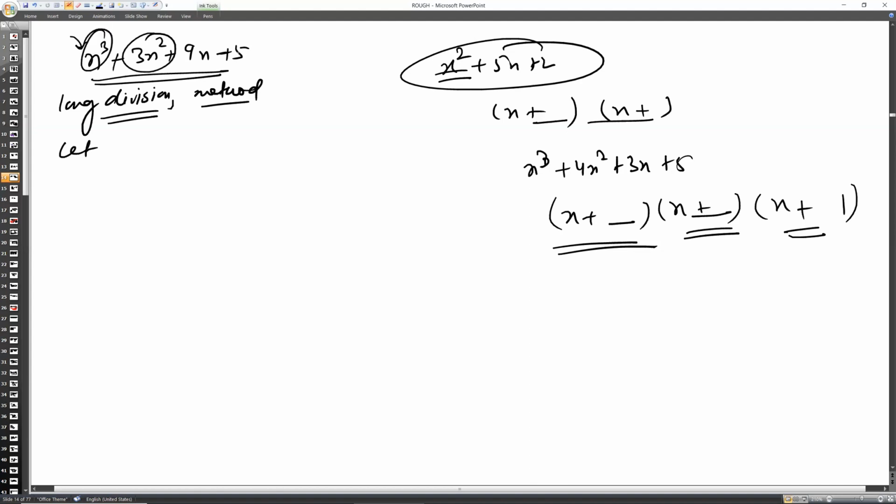So when you add all positive terms, then it will not be equal to 0. If all the signs are positive, then you have to put the value of x as negative. Let x equal -1, check whether it gives 0, let x equal -2, let x equal -3.